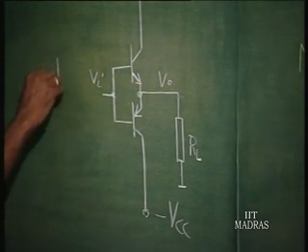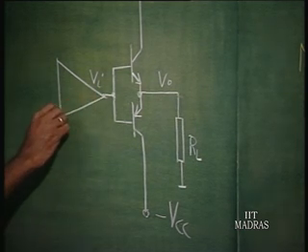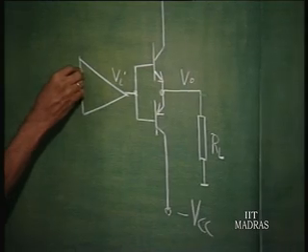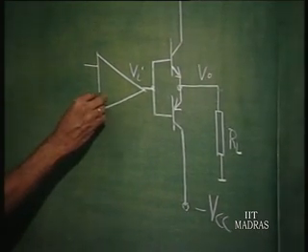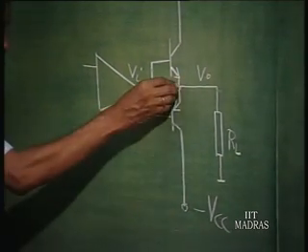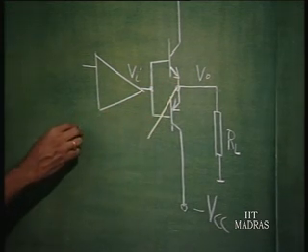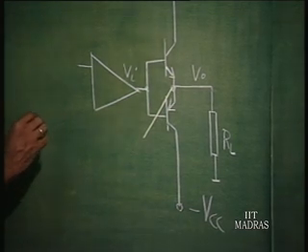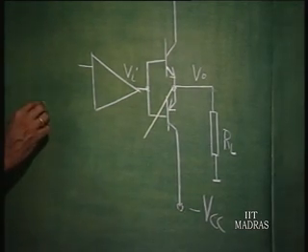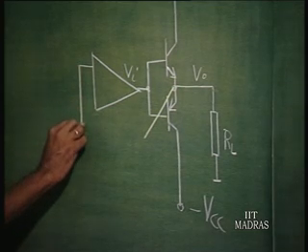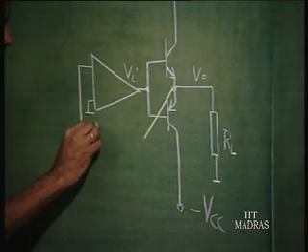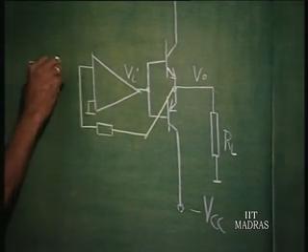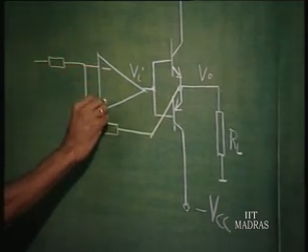Now, how to get rid of crossover distortion using negative feedback? We will use an op amp as a driver stage for this output stage and then connect the op amp in its negative feedback configuration. So, this can be connected in negative feedback configuration either by using an inverting stage or a non-inverting stage. Now, I am going to do it using an inverting stage.